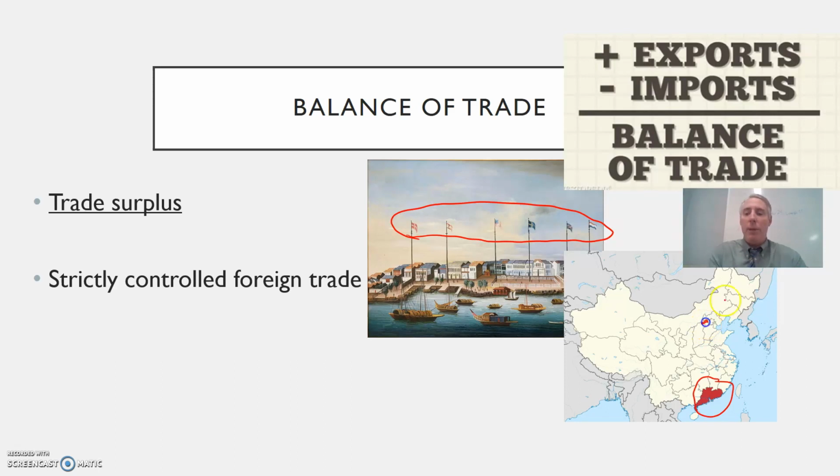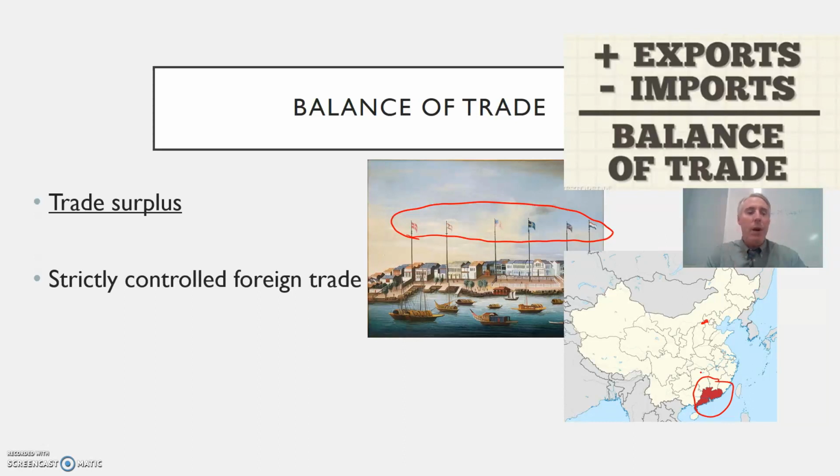Even though the capital was up here, this was all off limits. Okay, they could not travel up there. They had to do business down here, and it was very, very regulated for everything. So not only did they regulate it, but the Chinese also believed themselves to be the superior civilization, and therefore they didn't believe that European traders had much to offer.